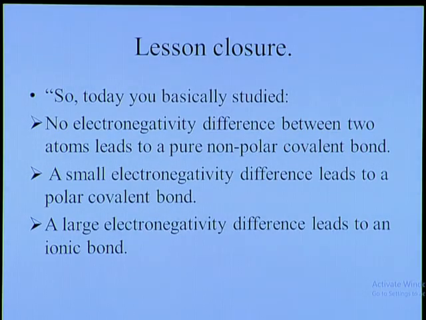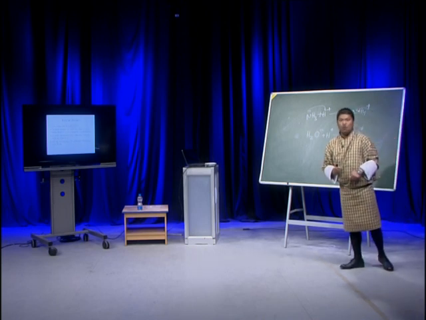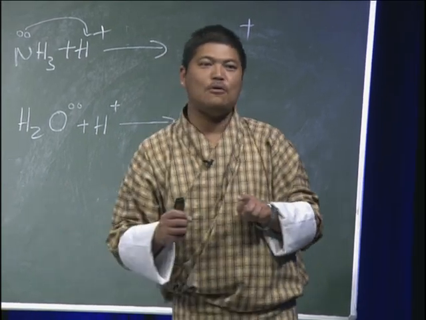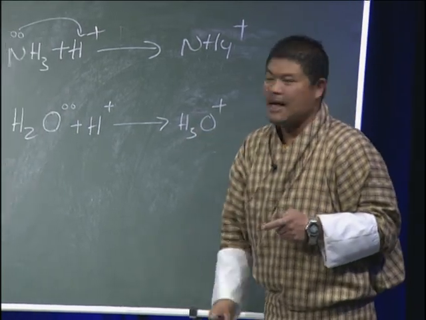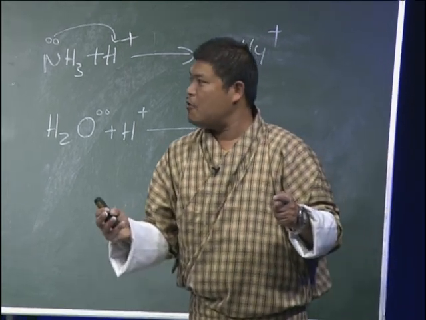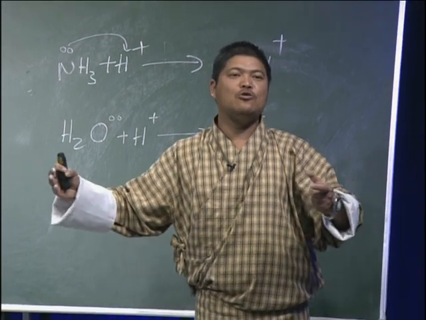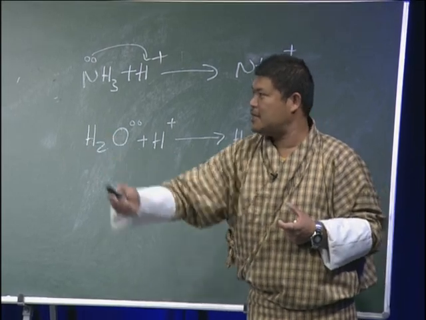Now, that's all for the day. Lesson closure. Today you have studied that if there is no electronegativity difference between the 2 atoms, it leads to the formation of a pure non-polar covalent bond. If there is a small difference of electronegativity, it leads to the formation of a polar covalent bond. And if there is a large difference of electronegativity between the 2 atoms, it leads to the formation of an ionic bond. Let me show you on the screen.